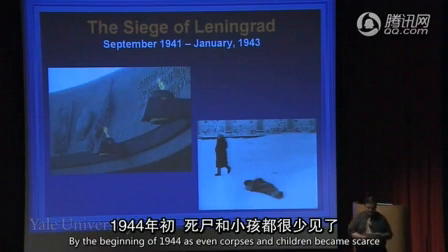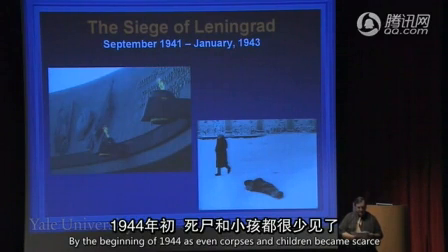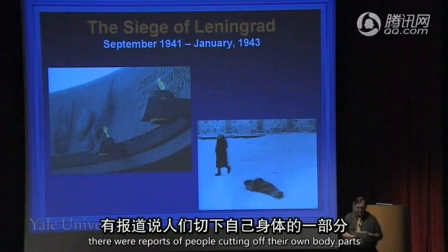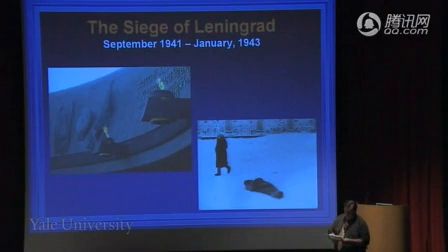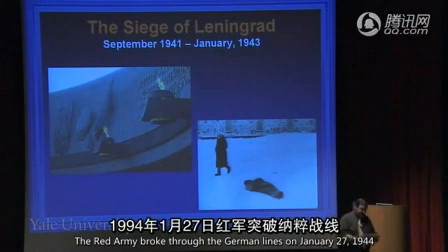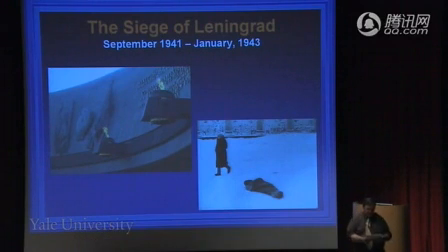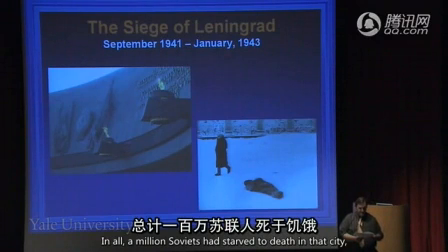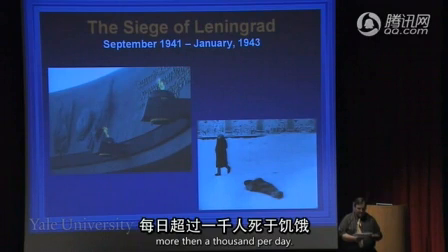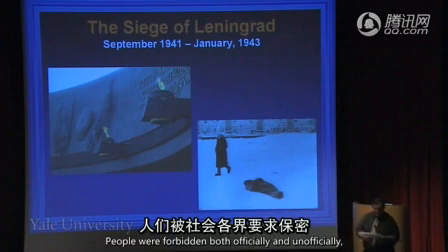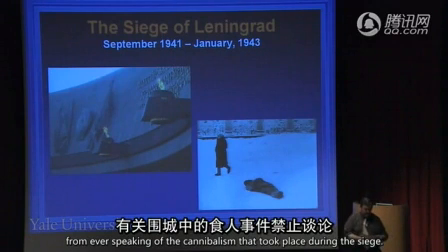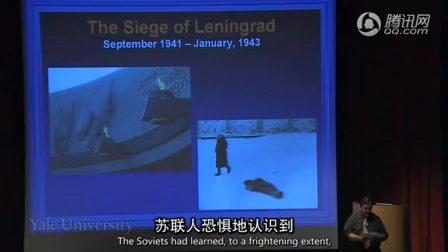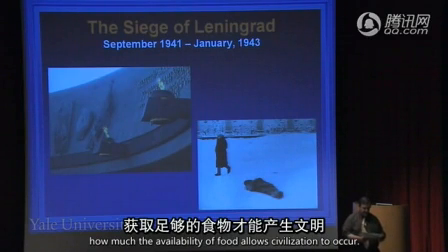By the beginning of 1944, as even corpses and children became scarce, there were reports of people cutting off their own body parts and eating them in a desperate attempt to stave off hunger. The Red Army broke through the German lines on January 27, 1944, and the siege was lifted. In all, 1 million Soviets had starved to death in that city, more than 1,000 per day. People were forbidden, both officially and unofficially, from ever speaking of the cannibalism that took place during the siege. The Soviets had learned to a frightening extent how much the availability of food allows civilization to occur.